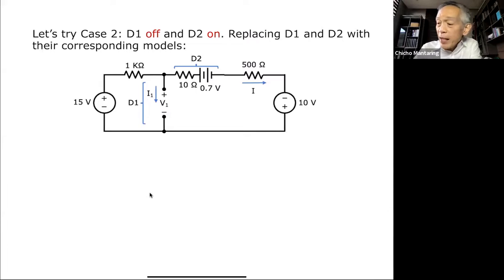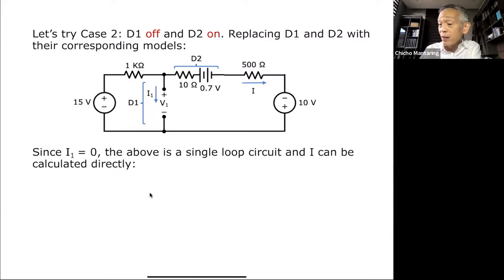So what do I have to do? Since I am assuming that this is conducting, I have to compute for the current flowing through the diode. And I have to show that that current is from anode to cathode to validate that it is conducting. So i-compute ko tong I na to. Fortunately, because D1 is an open circuit, what I have here is just a single loop circuit, dahil open circuit to. So it's actually very easy for me to compute for I. That's because I1 is equal to 0.